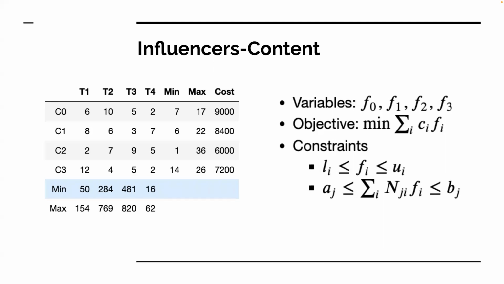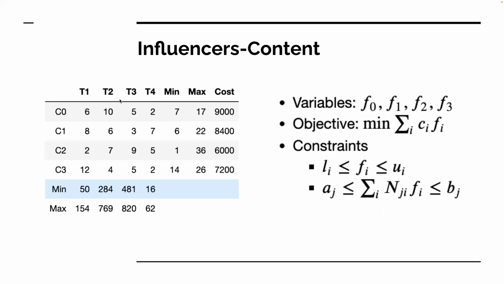Now, one of the things that we want to do as a platform is to minimize the cost. Currently this has a very simplistic objective, just to minimize the cost. The cost is basically however many times you have engaged a particular creator and the cost incurred. So that's basically CI into FI, where CI is the cost and FI is the number of times you are going to engage that creator. Now, what are all the constraints? Obviously LI and UI are given by the min and max columns corresponding to each creator. So we say that FI lies between the lower and upper limit.